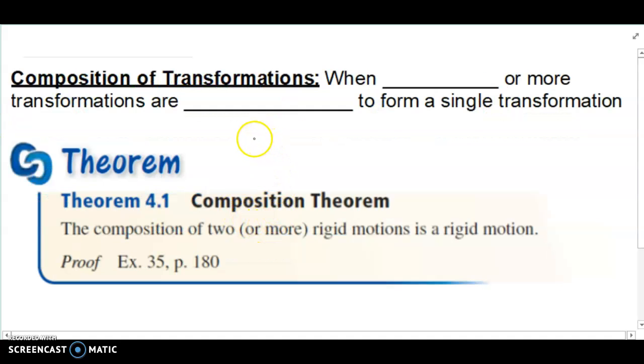All right, so next we have a composition of transformations, and all that is when we put 2 or more transformations together, or combine them, that probably would have been easier, to form a single transformation. We'll do a couple examples here in a minute. And then this theorem tells us the composition of 2 or more rigid motions is a rigid motion. So if we have 2 translations put together, it's still going to be a rigid motion. That should make sense as well.